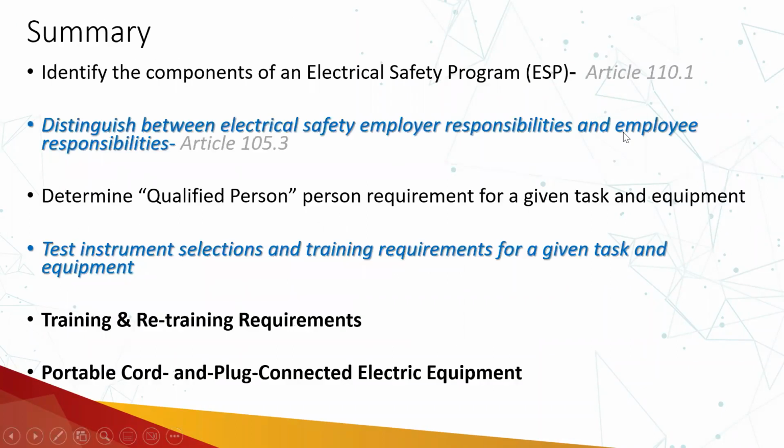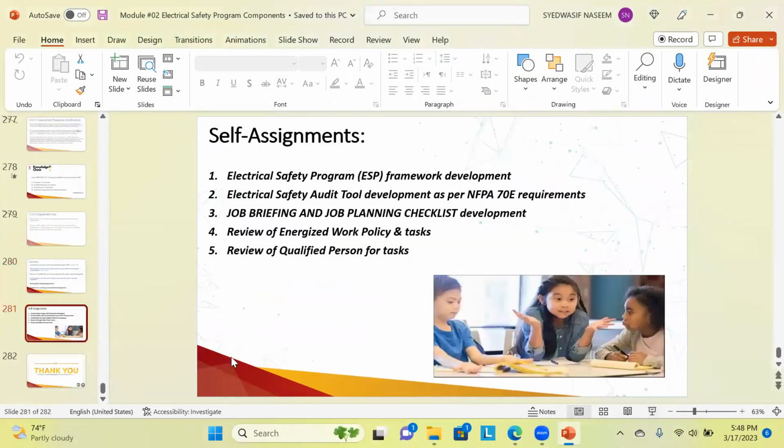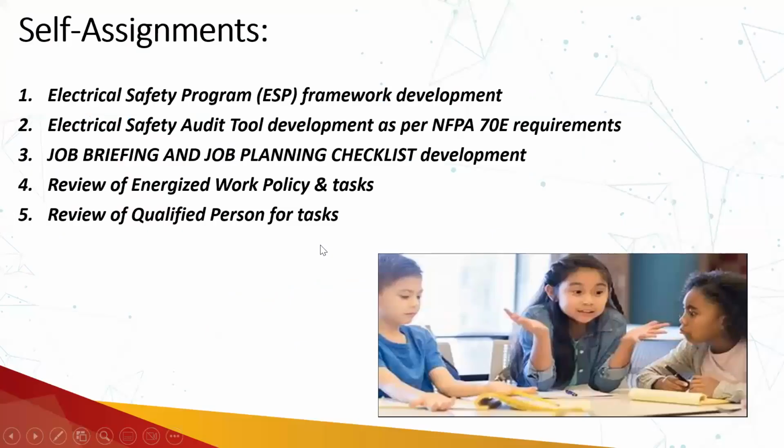Right. So up till now we have completed Article 105 and Article 110. That also ends module number 2. Now you can start to develop your electrical safety program, because now you know the elements involved in the development of the electrical safety program. You can also start to develop your own electrical safety audit tool as per 70E requirements.